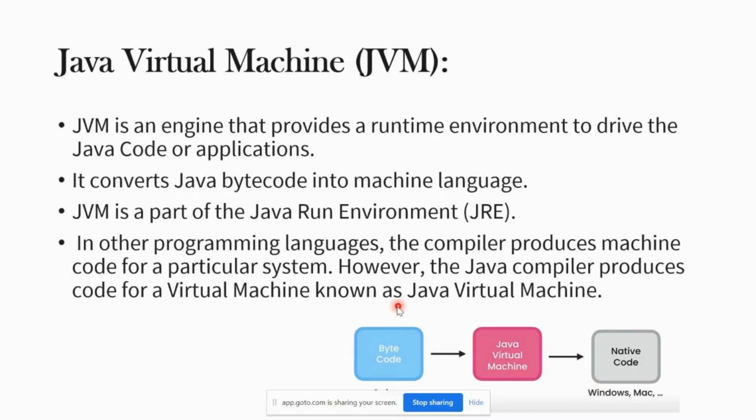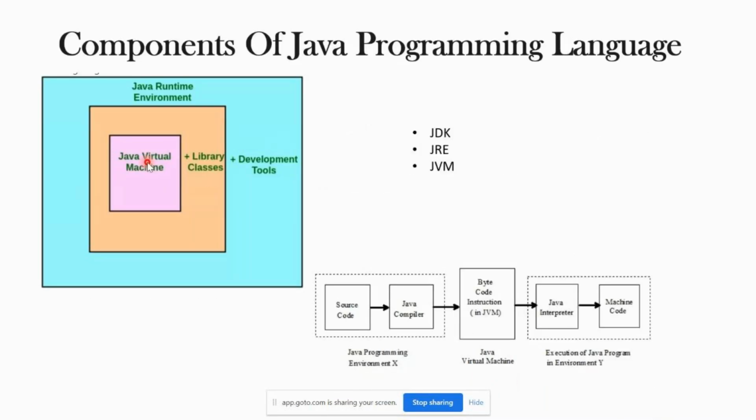If you have developed the code on a Windows machine in your laptop, but you are deploying the code, installing it on a Linux machine, then this JVM will translate that into Linux machine code so that the Linux machine will understand. So that is the functionality of JVM. JVM is the one which will create the environment for the code to run.